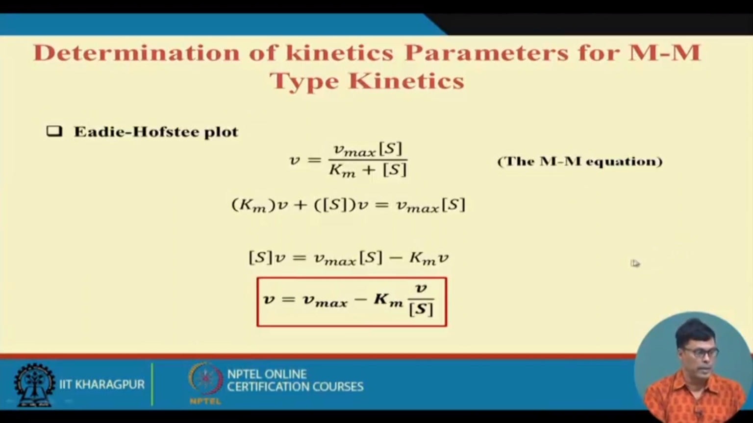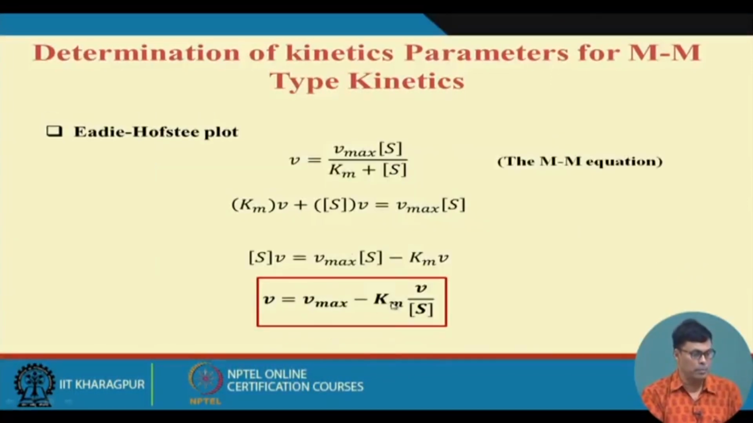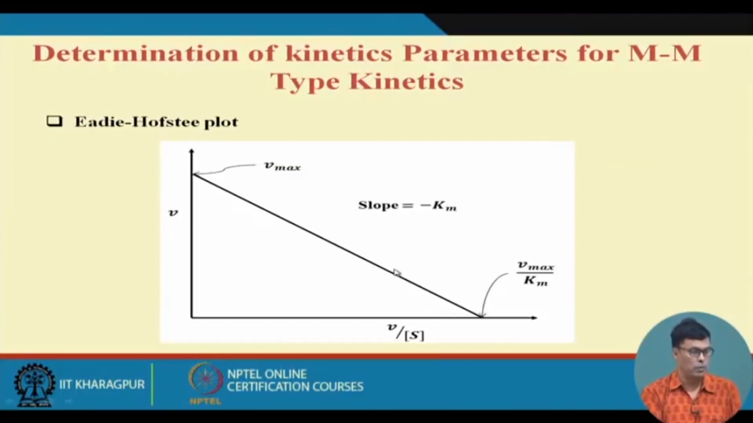Now this is the Eadie-Hofstee plot. It is the same equation, and we ultimately come up with this: V equals Vmax minus Km times V by S. Now if you plot V versus V by S, then you will get a negative slope. If you go back, it is a negative slope. Am I right? So you will get a negative slope here.